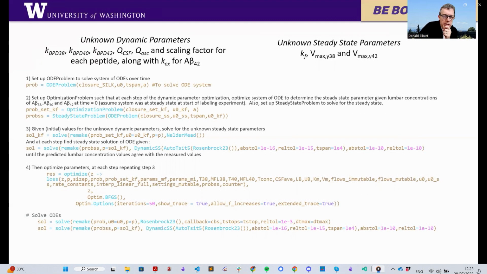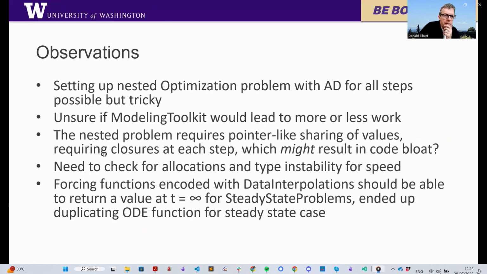So, this is a bit of a failure, honestly, because it would be nice to have this be fully AD. Tricky though, very tricky to have this nested AD. I was able to do it with toy problems, but it got to be incredibly slow with this full problem. ModelingToolkit, I'm not sure that it would actually save time with this sort of nested problem. I would tend to say that it would probably slow things down.